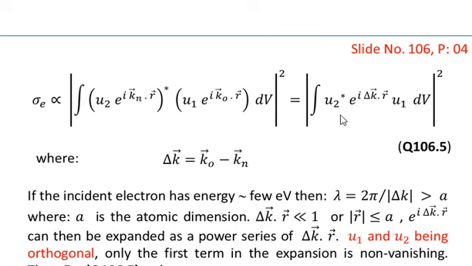And we have combined them, and on the right hand side we have written it in the form of e to the power iota delta k dot r, where delta k is equal to k naught minus kn.